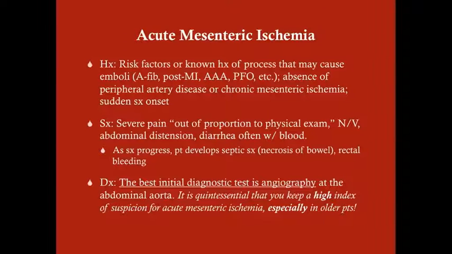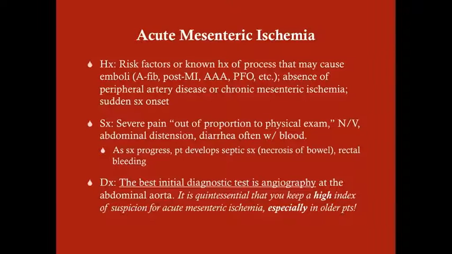And then an abdominal aorta. If you have an abdominal aortic aneurysm, you can get a clot on the sides where you're not getting normal flow. So these are some risk factors for developing emboli. The absence of peripheral artery disease or chronic mesenteric ischemia is another thing that would make a patient more likely to have the acute mesenteric ischemia versus the chronic mesenteric ischemia.